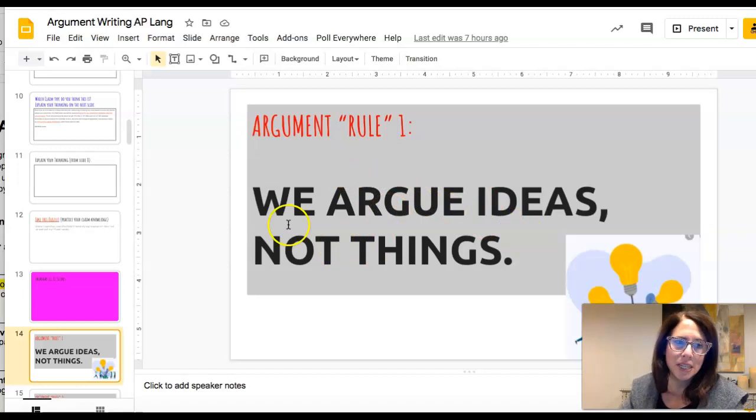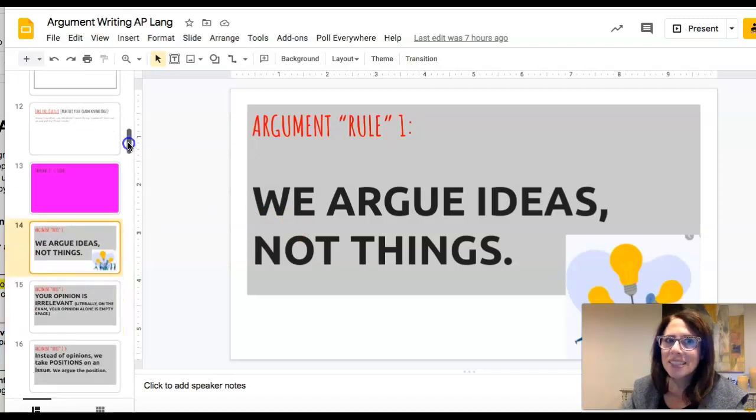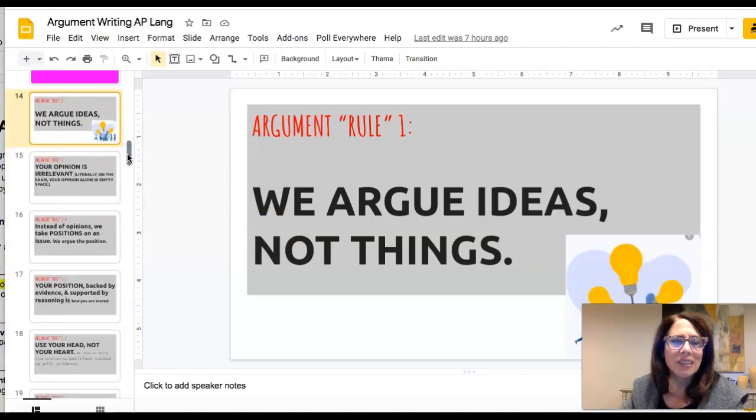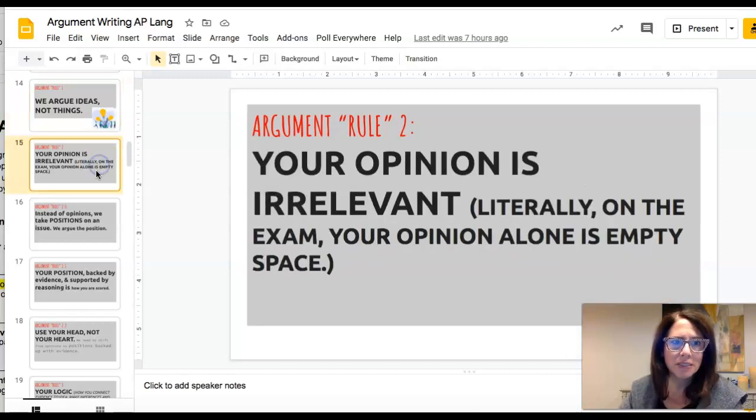We argue ideas, not things. So we need to make sure we have those universal ideas, right? Those abstract nouns all over our writing. And just like the rhetorical analysis essay, we want to have those front and center to make sure that it's idea-based. No one wants to read things, right? They want to read ideas.